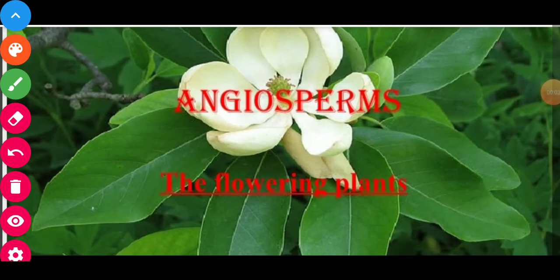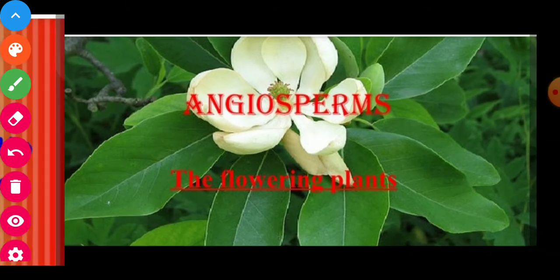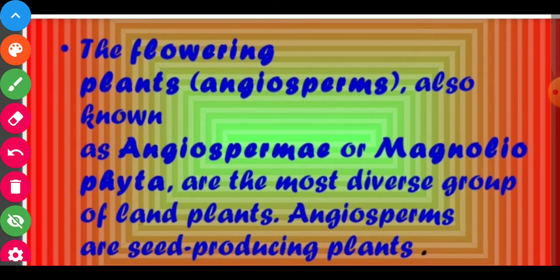Today we will study the topic angiosperms for class 11th. The angiosperms are called flowering plants. They are also known as Magnoliophyta. They are the most diverse group of land plants. Angiosperms are seed producing plants, and the most diverse plants on the land.